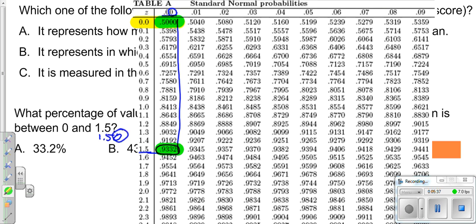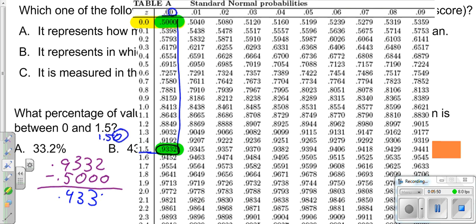So as we take a look at that, that's that 0.9332, and we need to subtract that 0.5000. So that leaves us with a 0.4332. Changing that to a percent, we have to move our decimal point over 2 spots. We get 43.32%.